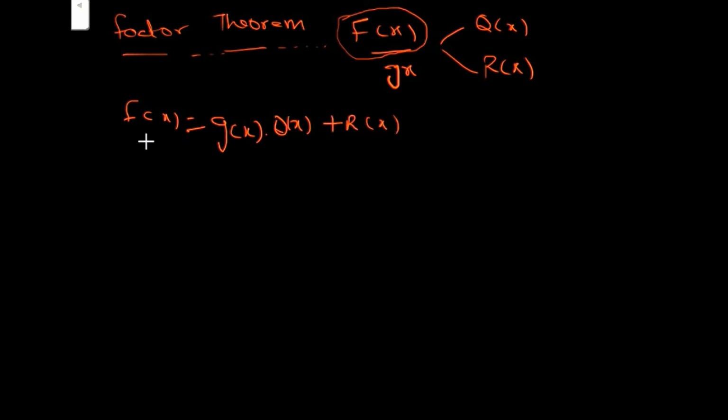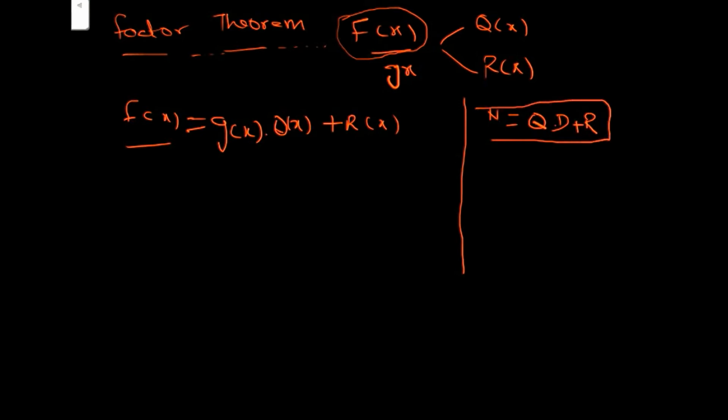We all know this, because in the case of real numbers as well, if I have a real number n and it is divided by a certain other number, then it can be written as the quotient multiplied by the divisor plus the remainder. That's the same case that we have with a polynomial. So this polynomial f(x) can be written as g(x) q(x) plus r(x). Now let's say case 1: what if r(x) is 0?